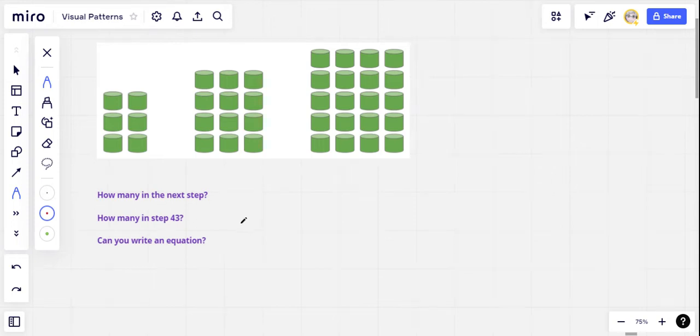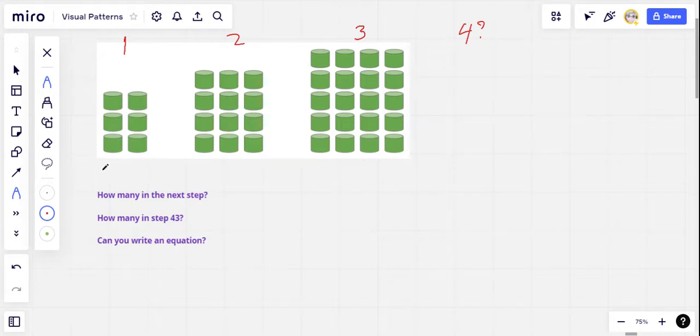Hello, everybody. We are back with another visual pattern challenge for you. Here is step one of today's pattern. Here's step two. Here's step three. Your challenge would be to predict the number of cylinders in step four. And if you can do that, how many in step 43? And can you write an equation that you could use to predict the number of cylinders in any step at all? So if you'd like to accept that challenge, pause the video and give it a try.